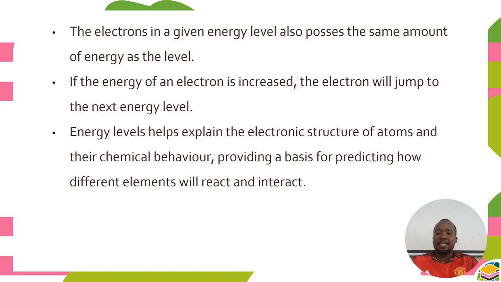So the electrons in a given energy level also possess the same amount of energy as the level. Remember, the electrons are found in these energy levels. So each energy level has its own amount of energy, and the electrons occupying that energy level will also have the same amount of energy as the shell. And if the energy of an electron is increased, the electron will jump to the next energy level. In other words, it becomes excited. So it will jump to the next energy level.